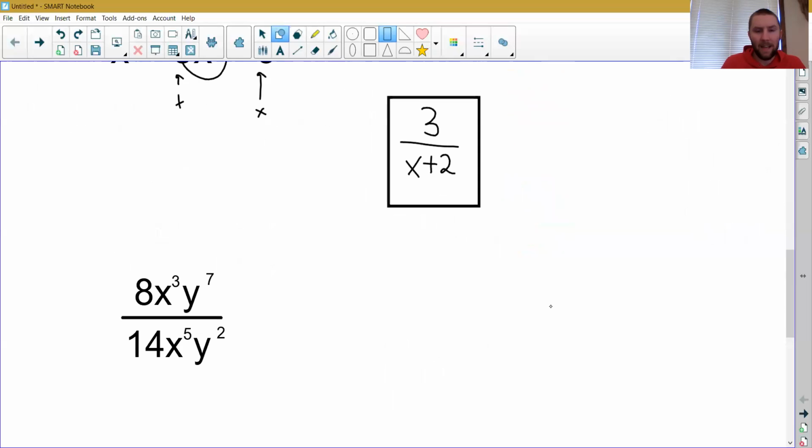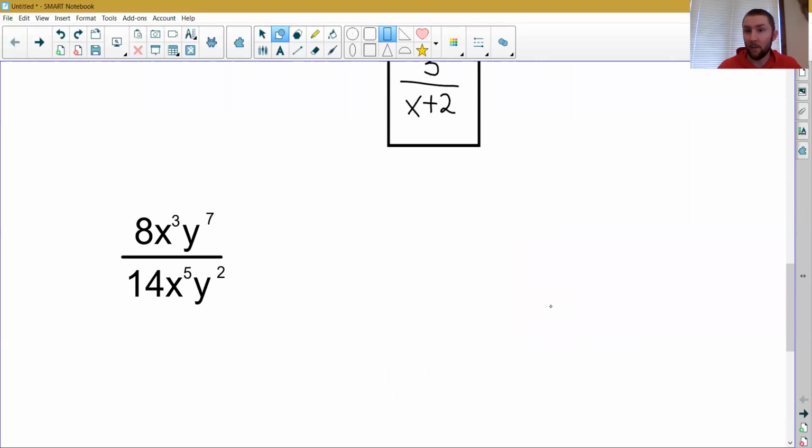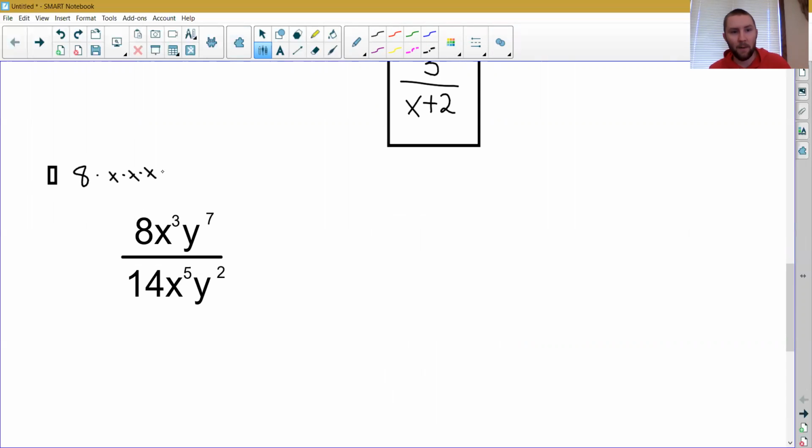So if I look then at this example, this one is slightly different, right? Because this does not have any plus or minus signs. It's just a whole bunch of stuff all being multiplied together. So if I think about what the numerator is, right, it says 8, whoops, gotta go back to my pen. It says 8 times, and then x to the third is really x times x times x, right? And then it's y to the 7th, so it's y times y times y times y times y times y times y. That's what the numerator says. 8 times x cubed times y to the 7th, right?